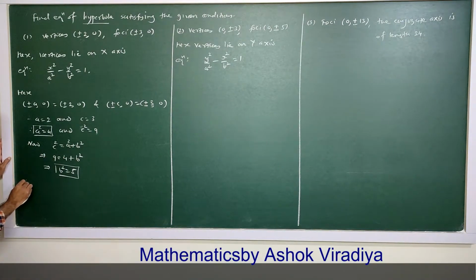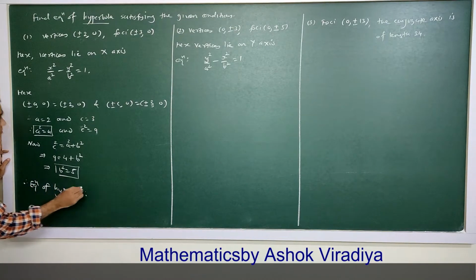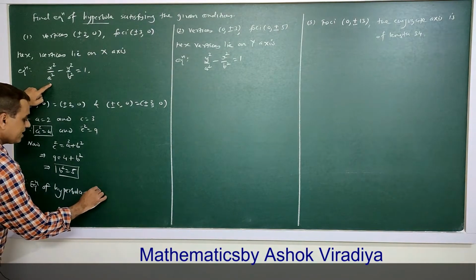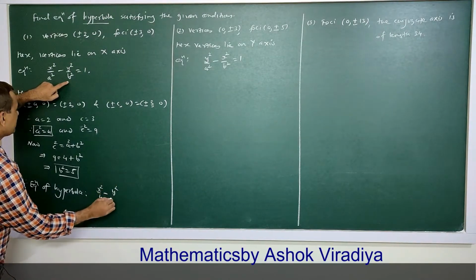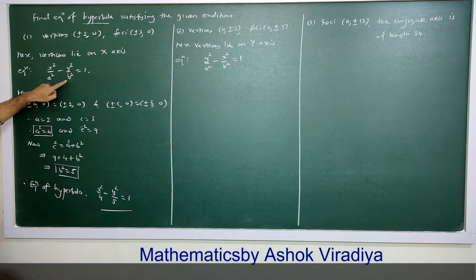So equation of hyperbola is, putting values in this equation, x square by a square minus y square by b square equal to 1.